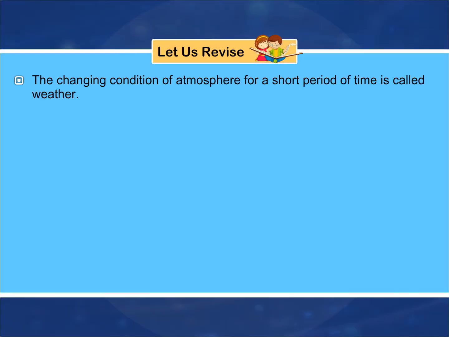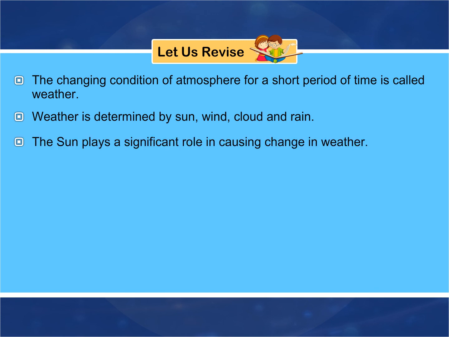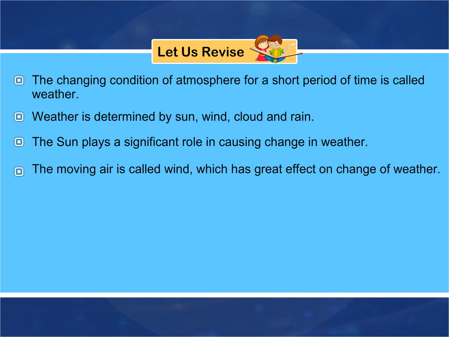Let us revise. The changing condition of atmosphere for a short period of time is called weather. Weather is determined by sun, wind, cloud, and rain. The sun plays a significant role in causing change in weather. The moving air is called wind, which has great effect on change of weather.